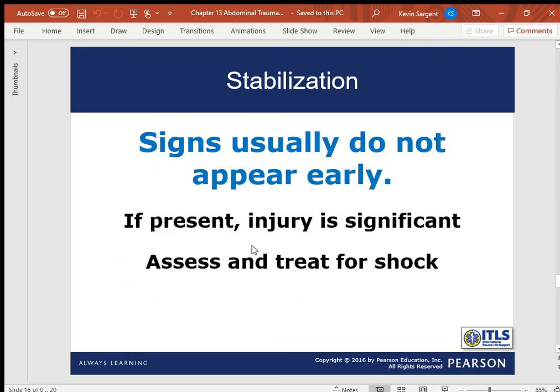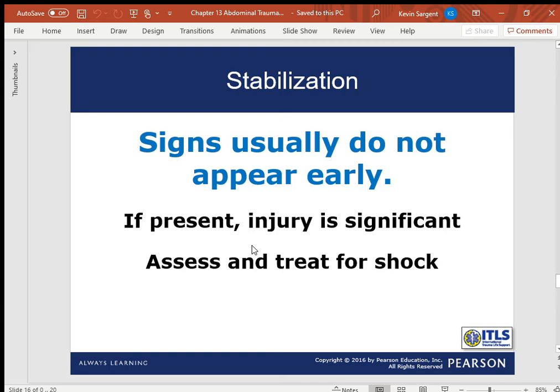Okay. So stabilization, signs usually do not appear early with abdominal injuries. So they might have a little bit of pain, but always transport these people to hospital. If they're refusing care, we have an obligation as cognizant responders to make sure the patients understand the risks associated with refusing. They must be alert and oriented to person, place, time, and event, and have the ability to comprehend what you're saying to them. So they have to be very much reliable.